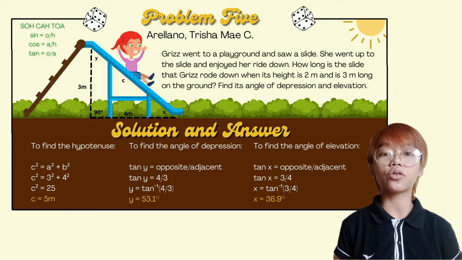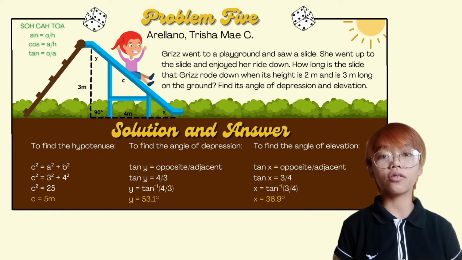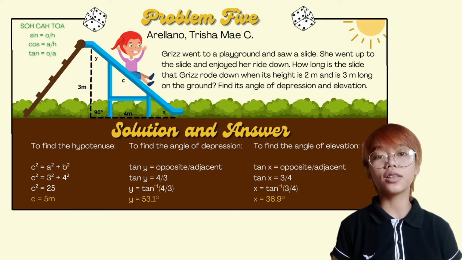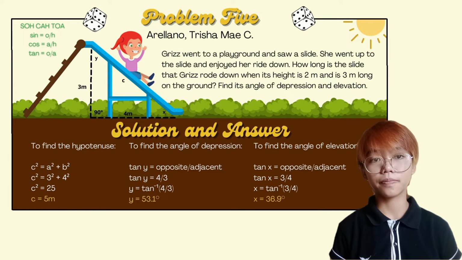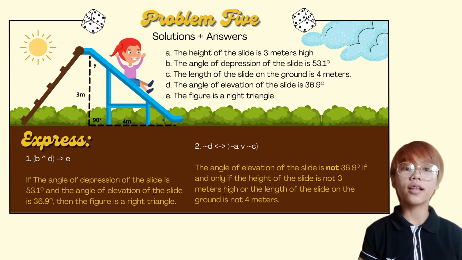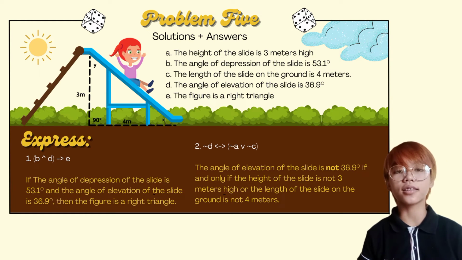Tan x is equal to opposite over adjacent. Substitute, we have tangent x is equal to 3/4. X is equal to tangent raised to negative 1, 3/4. We have x is equal to 36.9 degrees. Problem number 1 of level 3 is not yet over. We still have to express the given symbols into verbal sentences using the sentences above.